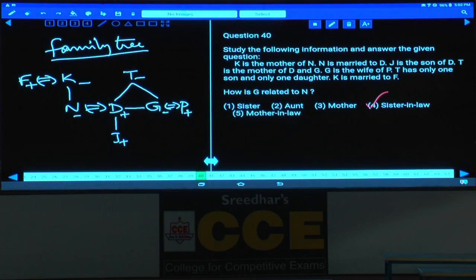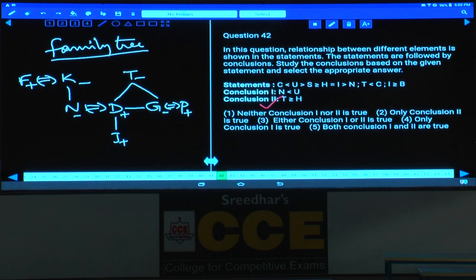Then question number 41. How is J related to T? T's son is D, son's son is grandson, that is choice 2. And this is about question numbers 39 to 41. Then 42 to 46.